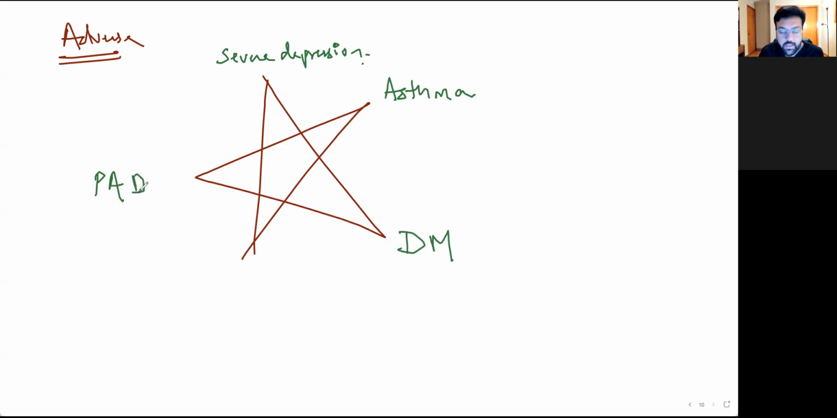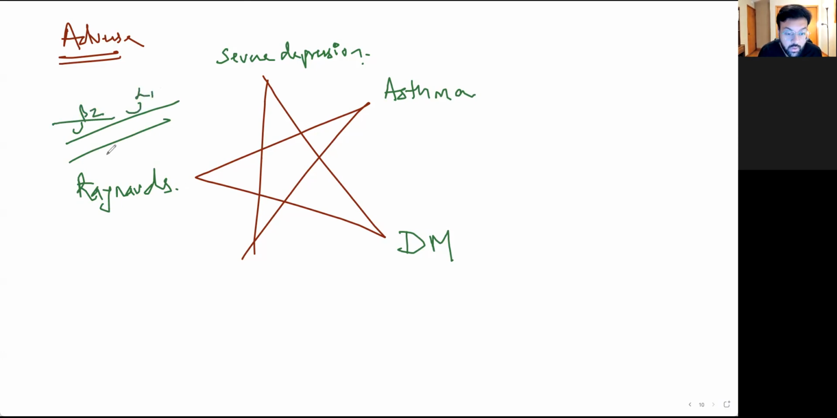Peripheral arterial disease. I would rather say Raynaud's phenomena. Do you know why should we avoid beta blockers in Raynaud's? Because we have beta 2 mediated vasodilation. If you block that, there'll be unopposed alpha action. It will further cause vasoconstriction. So it may worsen vasoconstriction in patients with Raynaud's.